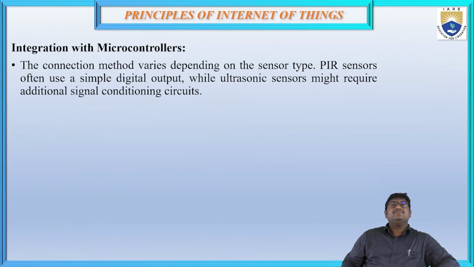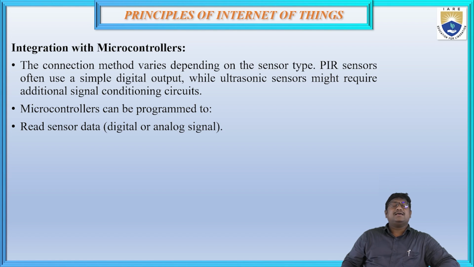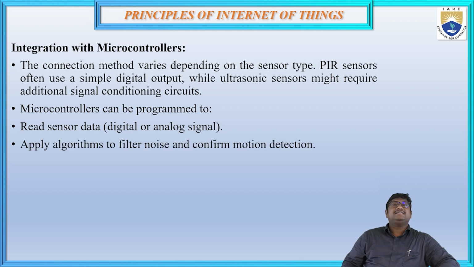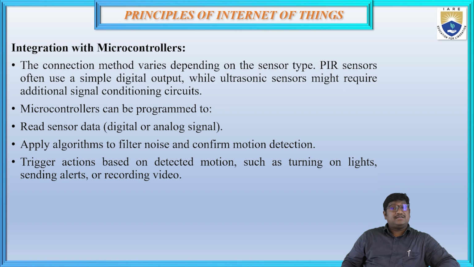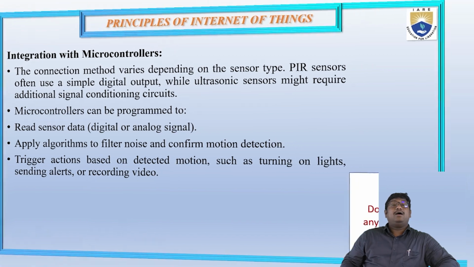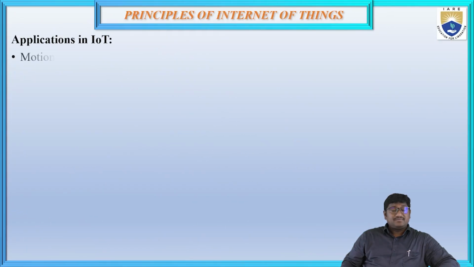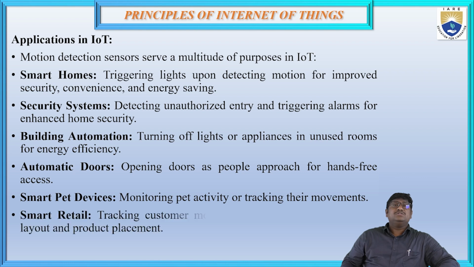And coming to the integration with microcontrollers, whenever we are working with PIR sensors, it offers you a digital output, whereas ultrasonic sensors might be useful for conditional circuits. Microcontrollers can be programmed to read a particular sensor, either as a digital or analog signal. Here we need to apply algorithms to filter noise and confirm the motion detection. Trigger actions are going to be taken based on the video motion detection, by sending alarms and recording videos. What are the different kinds of applications which are using our motion detection sensors?